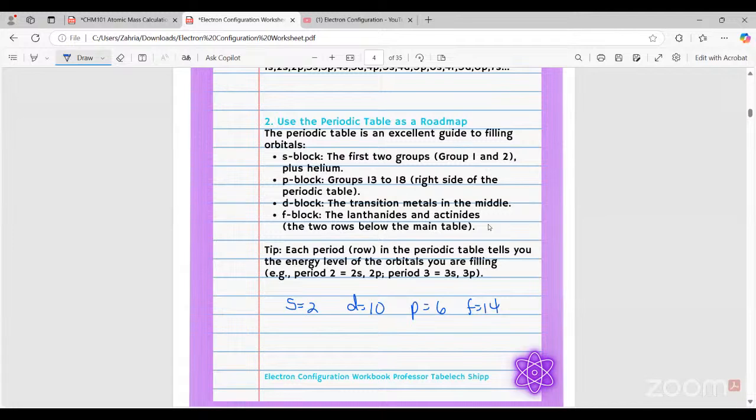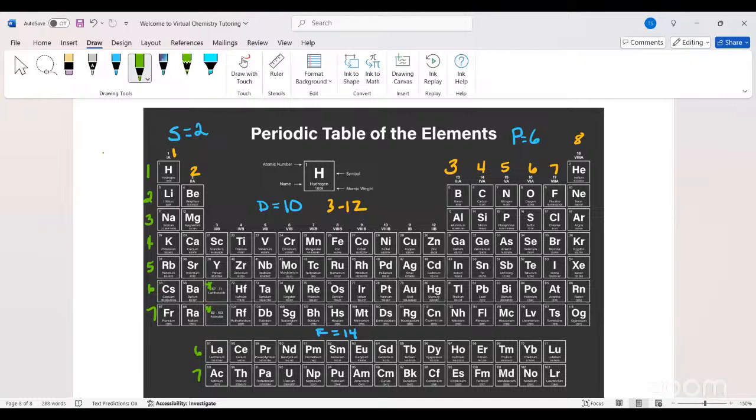Watch what happens when I go back to that periodic table to show you what we mean by the periods, okay? Because when you look at it, here's your tip. Each period or row in the periodic table tells you the energy level of the orbitals you are filling. I'm going to say that again. Each period or row in the periodic table tells you the energy level of the orbitals you are filling. So I'm going to go back to the periodic table so you can see what I mean by that, okay? So you can walk with me together on this process.